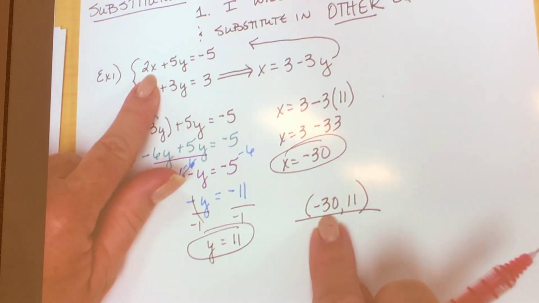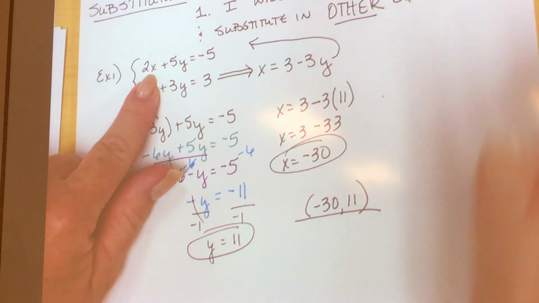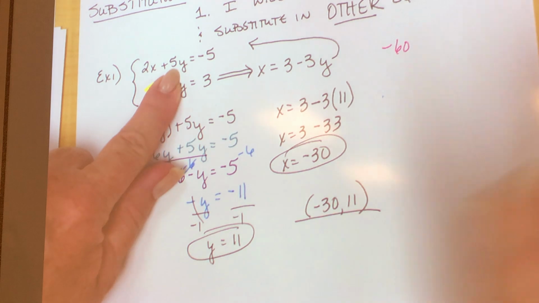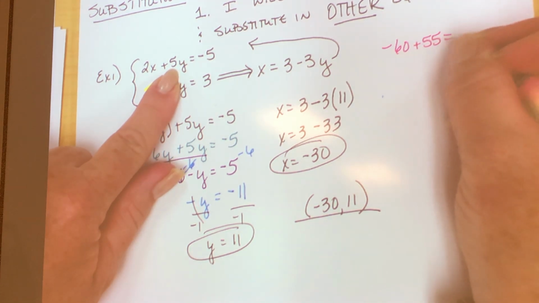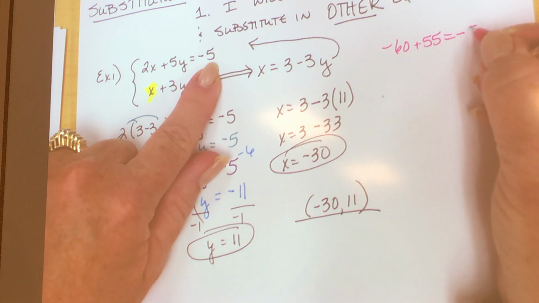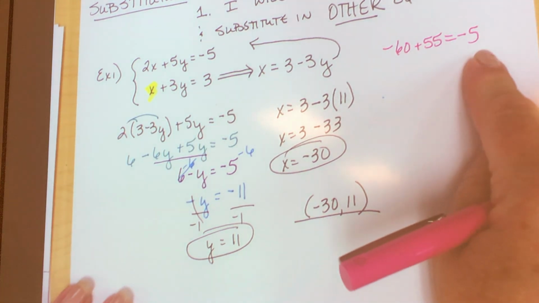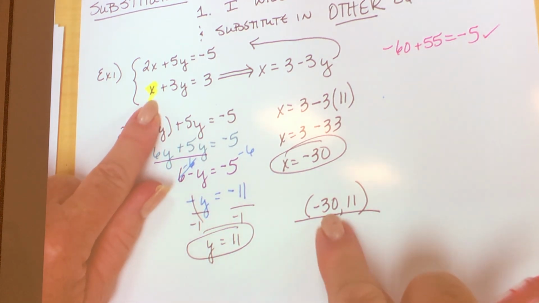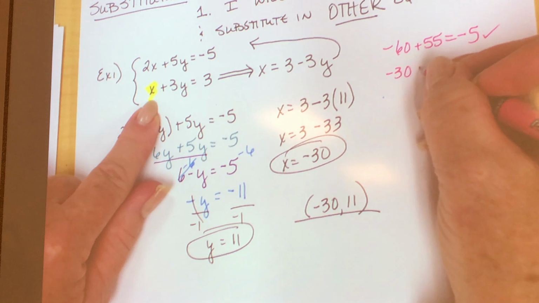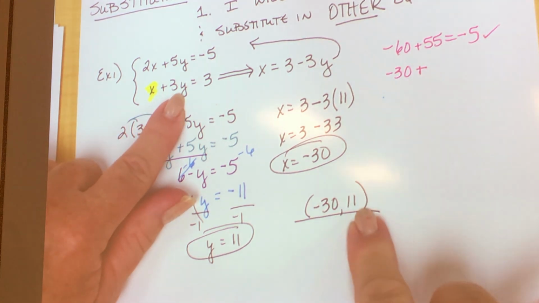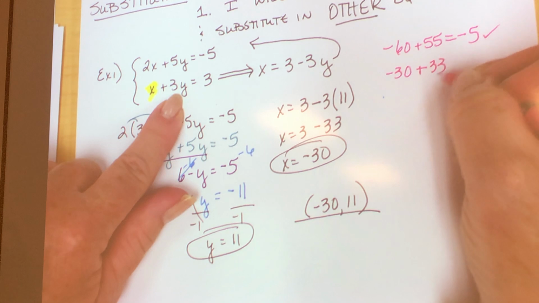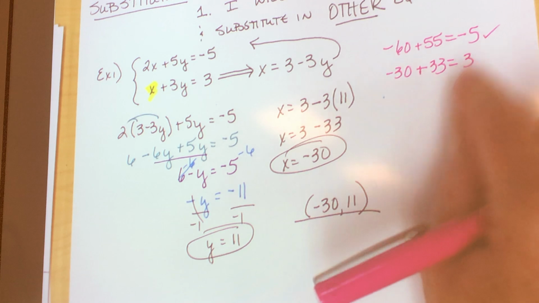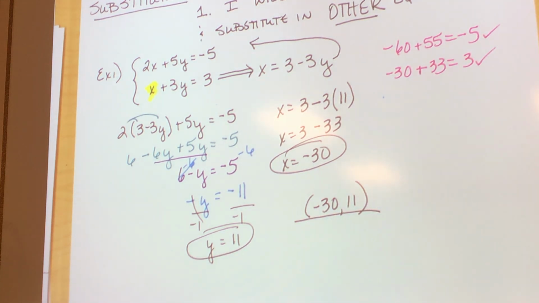So what is 2 times negative 30? Negative 60. And then what's 5 times 11? So plus 55. It's supposed to equal negative 5. Does negative 60 plus 55 equal negative 5? Yes. All right. So let's check it down here. X is negative 30. Plus, what's 3 times 11? 33. It's supposed to equal 3. Is negative 30 plus 33 equal to 3? Yes. And that's my answer, and it checks out perfect.